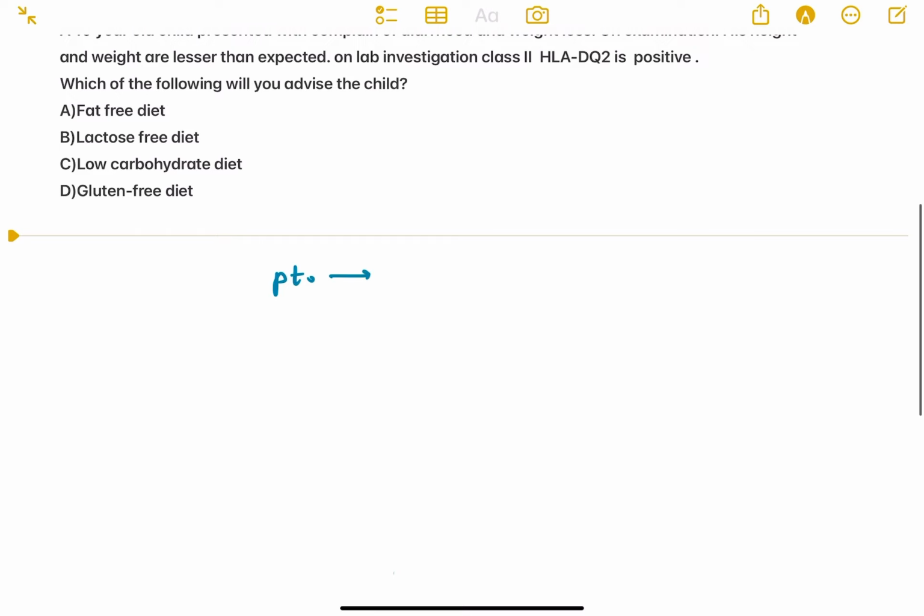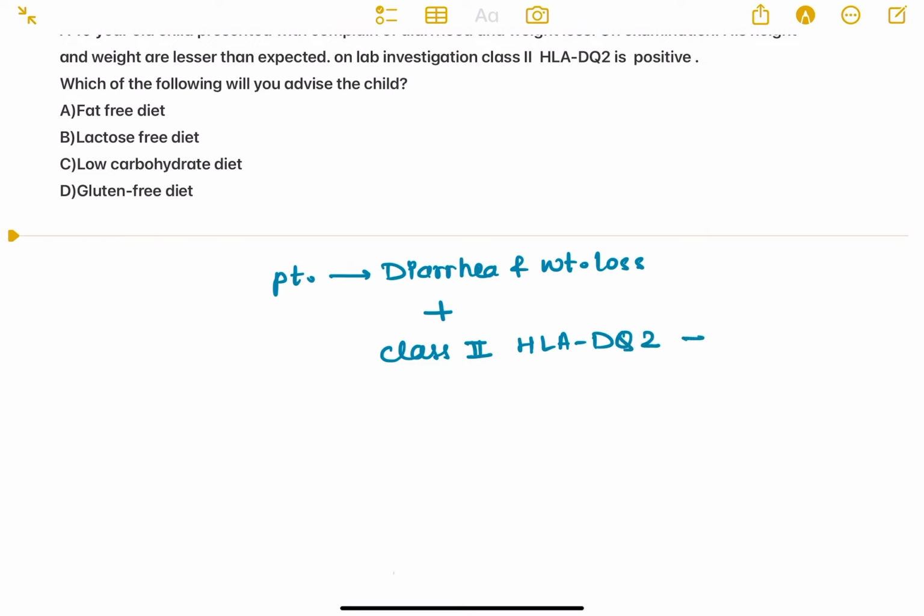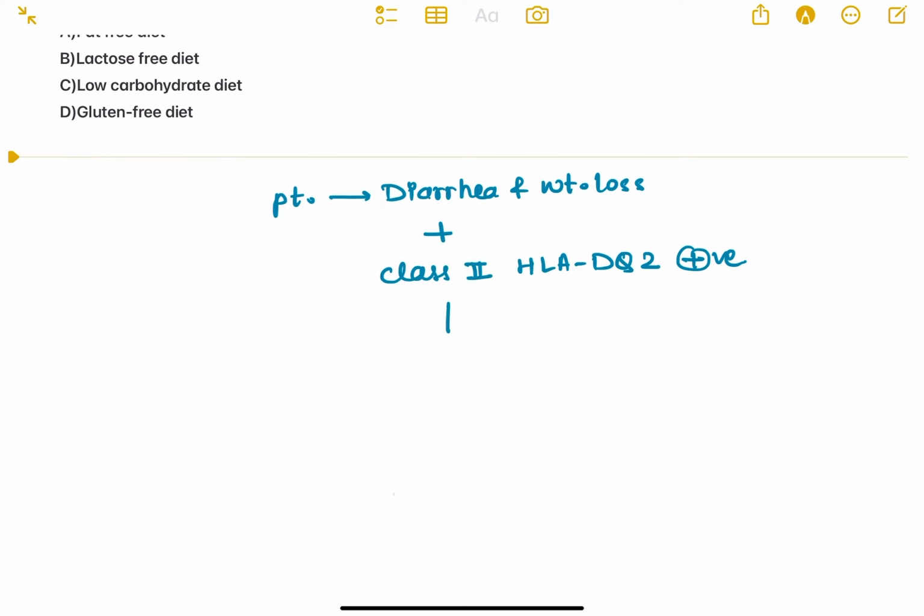diarrhea and weight loss, along with class 2 HLA DQ2 positive status. Okay, so these things point towards celiac disease.